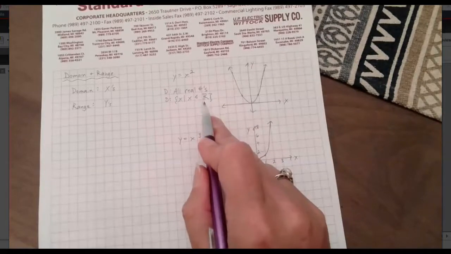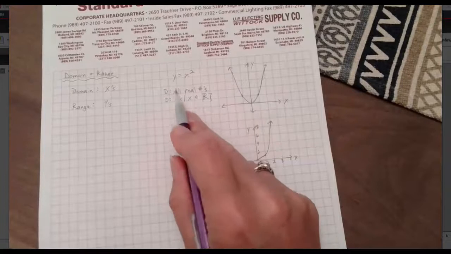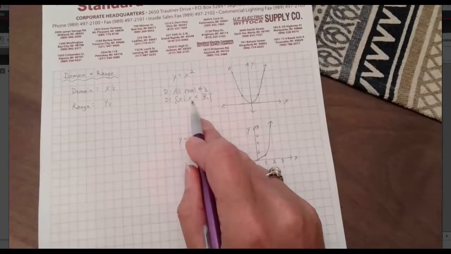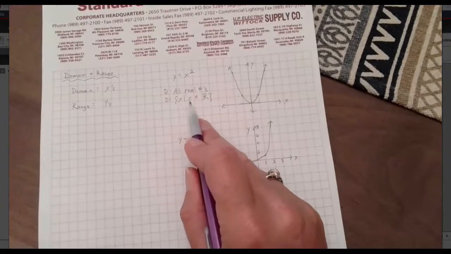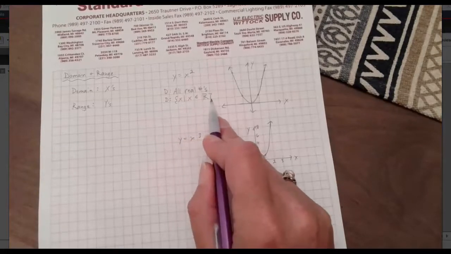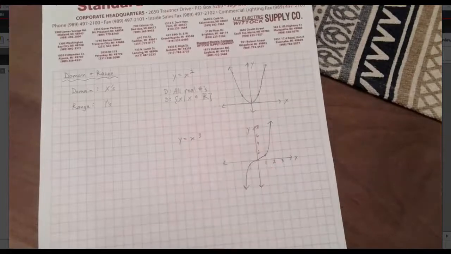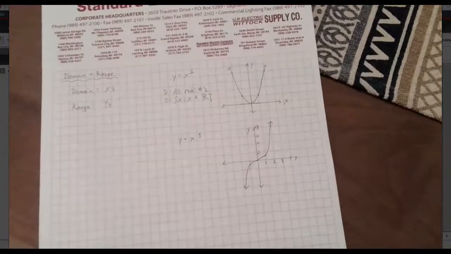That is a capital R, double-stemmed. That indicates the set of real numbers. So if I said that domain is all real numbers, this says the same thing, but in a more professional format. So the x's such that x is a member of the set of real numbers. Lovely. So what about the y's?